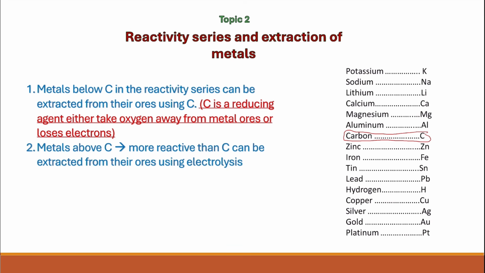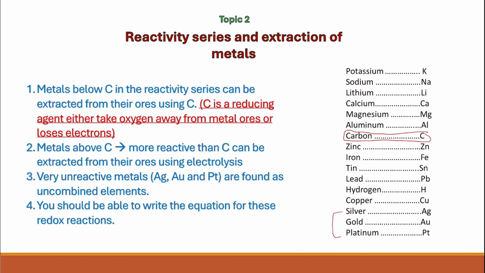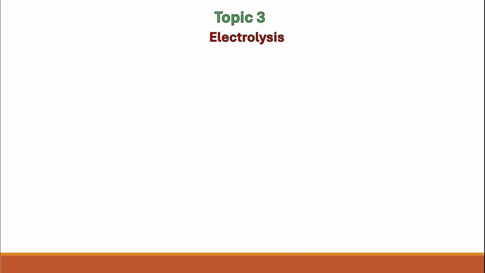Metals above carbon in the reactivity series are more reactive than carbon, and they will not be extracted by carbon, but they can be extracted by electrolysis. Remember that the very unreactive metals like silver, gold, and platinum are found as uncombined elements in nature. They don't need to be extracted. You should be able to write the equations for these redox reactions.